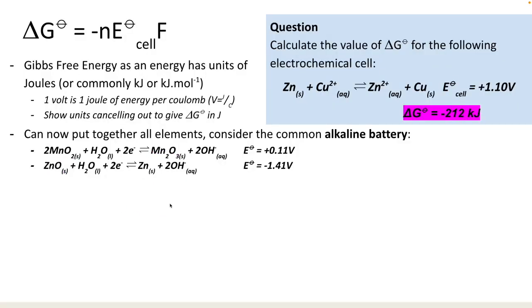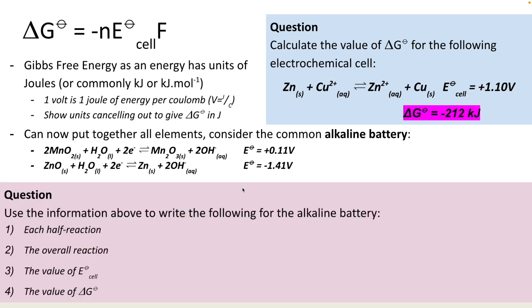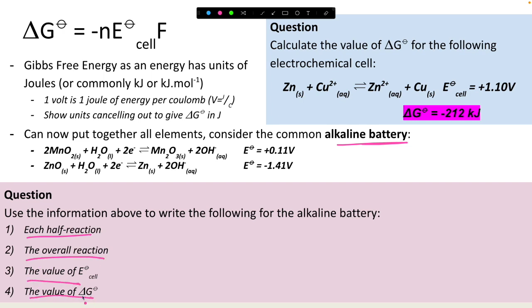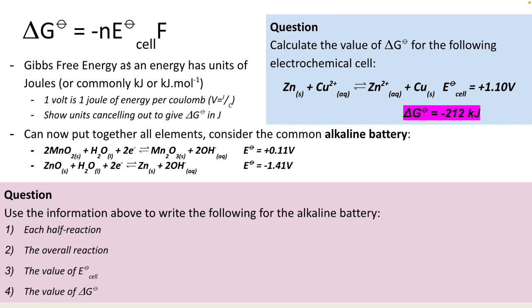So here's what I want you to do. I want you to put together a lot of the elements we've looked at in this unit, by doing the following for the alkaline battery. I want you to use the above information, write each half reaction, the overall reaction, the value of the cell potential, and the value of delta G using our nice new equation there. So a really good one to pause, consider all of those elements, and we'll go through it together now.